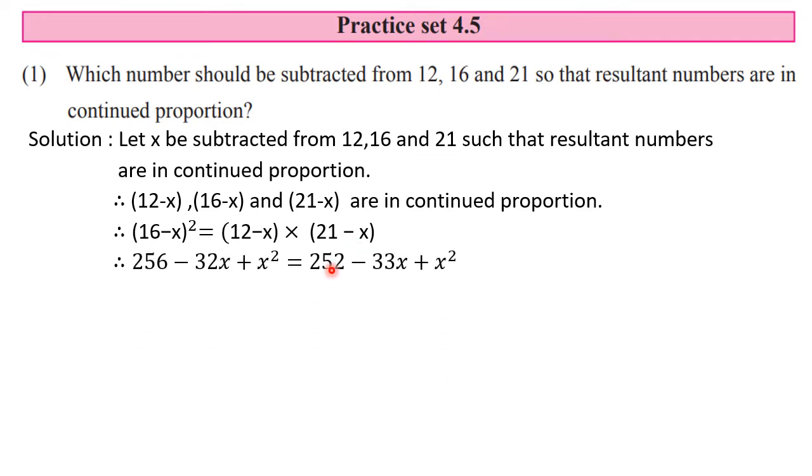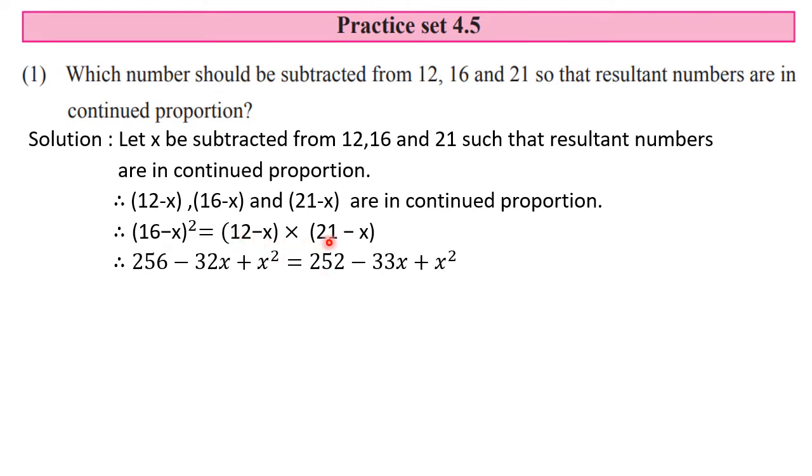So see here, 16 square is 256, a square. Then minus 2ab means minus 2 into 16, that is 32, and 32 into x is 32x. So minus 32x, and then b square. So x square means plus x square is written. So this expansion formula we used for this. And here 12 into 21 is 252.